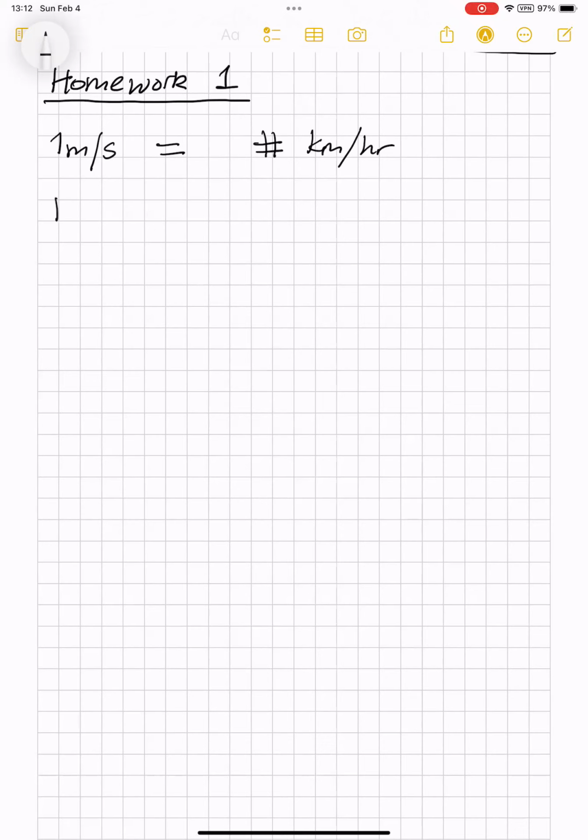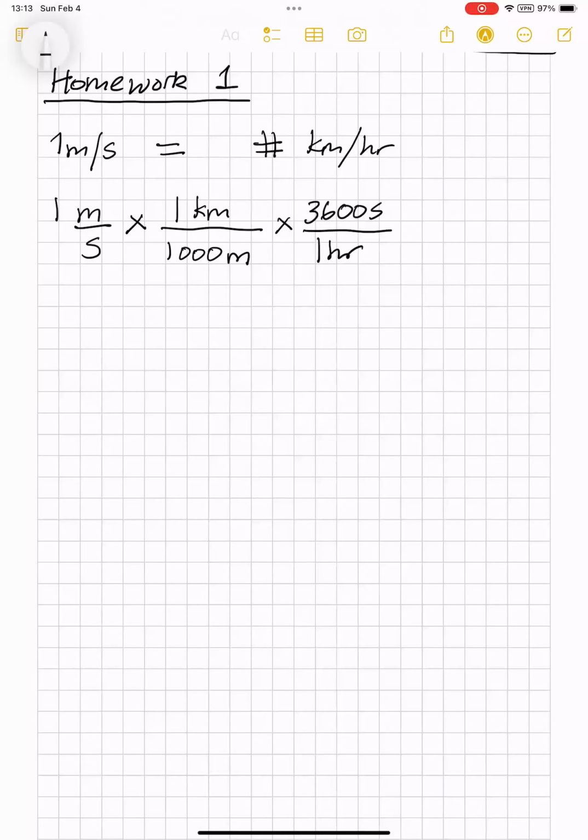So we've got 1 meter per second. Now we're going to multiply this by 1 kilometer over 1,000 meters. Now, because a kilometer is 1,000 meters, I'm just multiplying by 1. And then we're going to multiply by 3,600 seconds divided by 1 hour. And of course, an hour is 3,600 seconds. So again, I've just multiplied by 1.